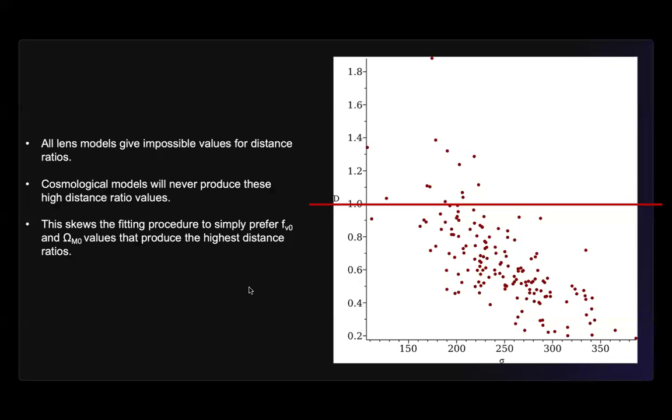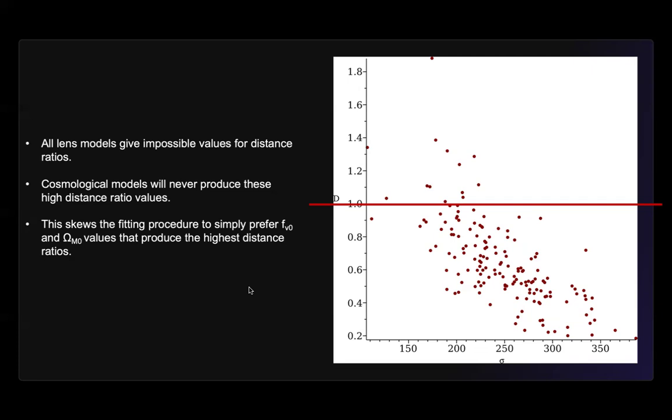So I was curious about why these values were being returned. Why was the mass density going to 0? So I looked at the distance ratios for each of the lenses and found that regardless of what lens model I picked, I was receiving distance ratios greater than 1, which is physically impossible. It's saying that your source is behind you and your lens is in front of you, or some weird geometry, which doesn't make sense. Any real decent cosmology is never going to predict that. And so this skews the fitting procedure, was my hypothesis, that these high values were shifting your fit.